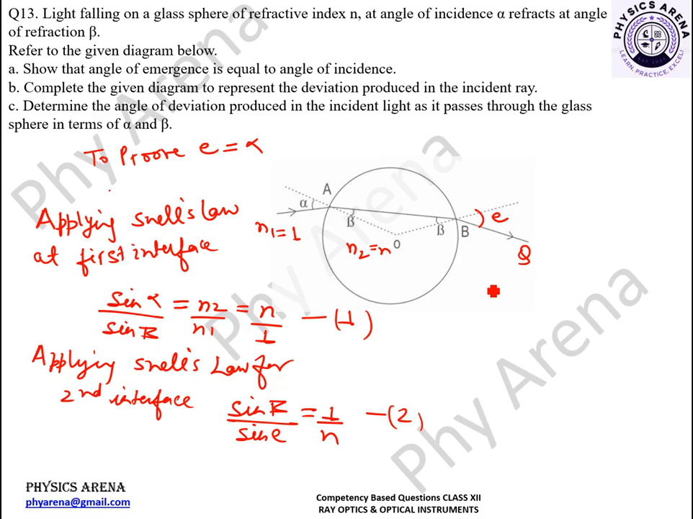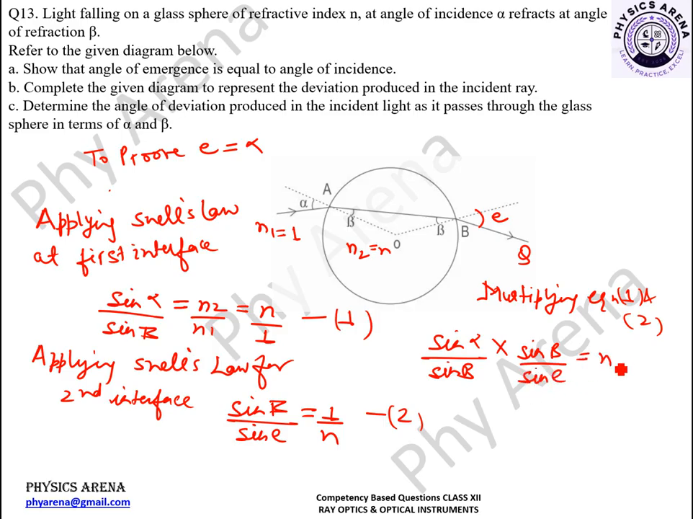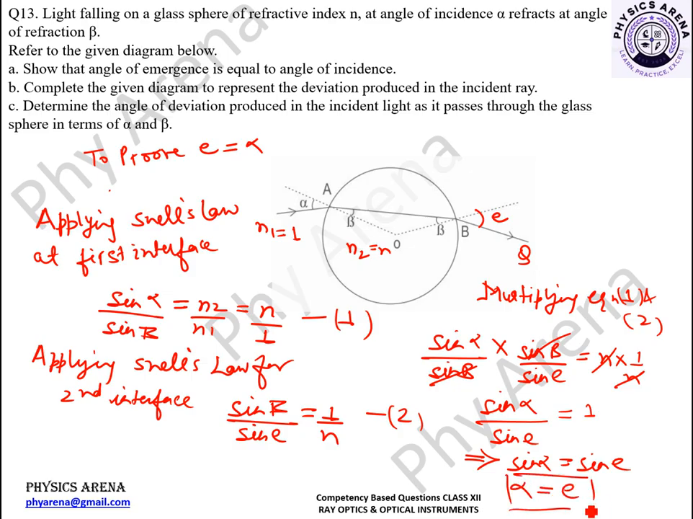And if I multiply these two equations, multiplying equation 1 and 2, I can write sine alpha upon sine beta multiplied by sine beta upon sine E, that is equal to N multiplied by 1 upon N. N gets cancelled out with N, sine beta gets cancelled out with sine beta, and I am left with sine alpha upon sine E is equal to 1. This implies sine alpha is equal to sine E, and angle alpha, that is angle of incidence, is equal to angle of emergence. So this is the answer for part A.